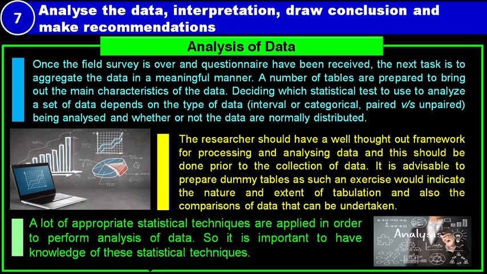Once the field survey is over and the questionnaires have been received, the next task is to aggregate the data in a meaningful manner. A number of tables are prepared to bring out the main characteristics of the data. Deciding which statistical test to use to analyze a set of data depends on the type of data, that is interval or categorical, paired versus unpaired, being analyzed, and whether or not the data are normally distributed.